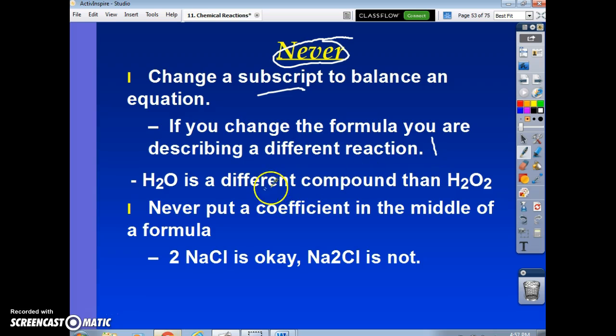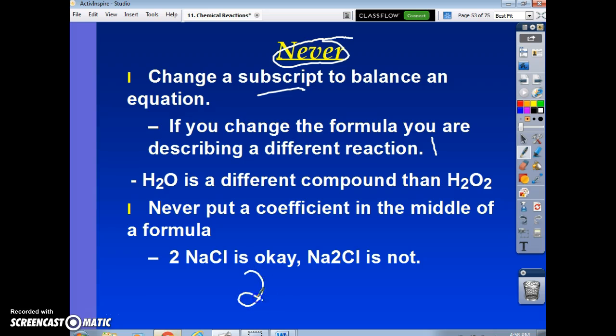What if you had H2O and you just decided to add a 2 there? It would turn into hydrogen peroxide. You don't want to drink that, and you don't want to swim in it either. So, never do that. Also, never put a coefficient in the middle. 2 NaCl is okay. Na2Cl is not.